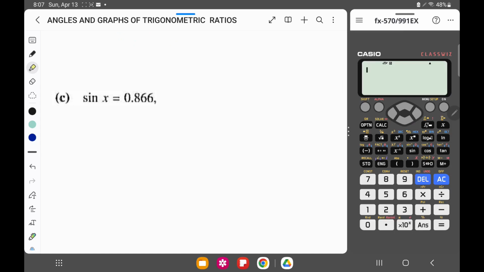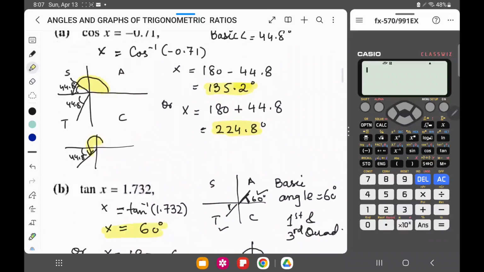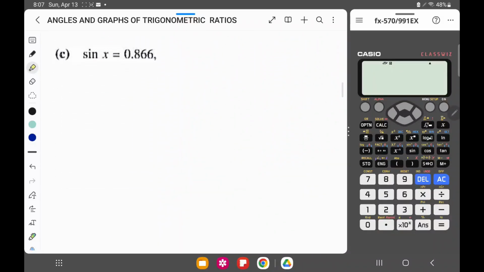All right, now part C, sine is positive. In the first question we had cos negative, then tan positive. Now sine is positive, so whatever angle we get, in CAST we will have an angle here, where all are positive, and an angle here. In the second quadrant, we'll do 180 minus, because the angle coming here goes clockwise, so it will be 180 minus. Okay, so let's find out.